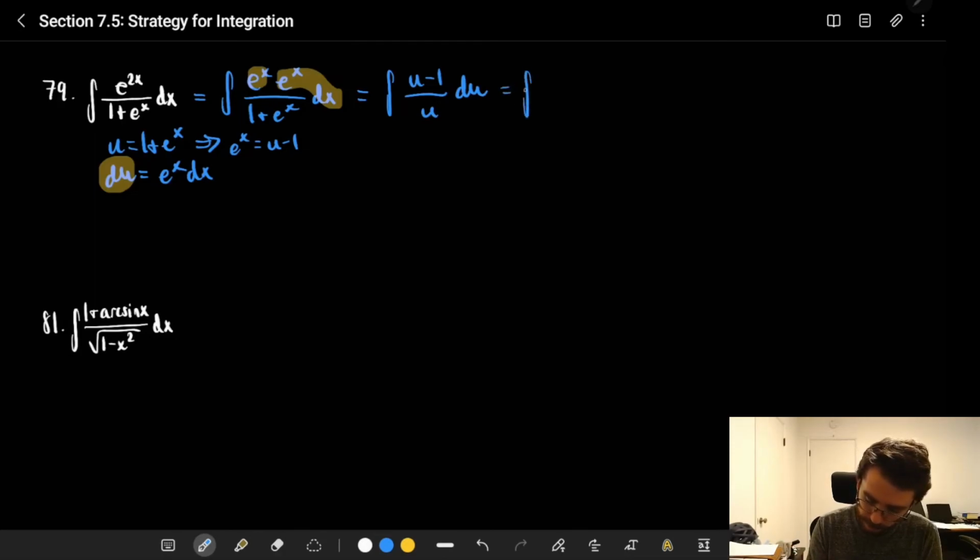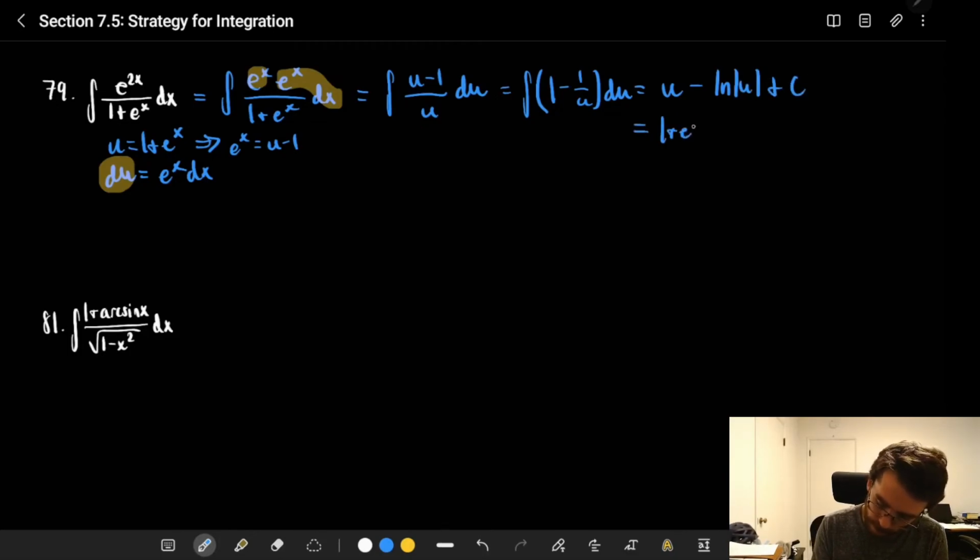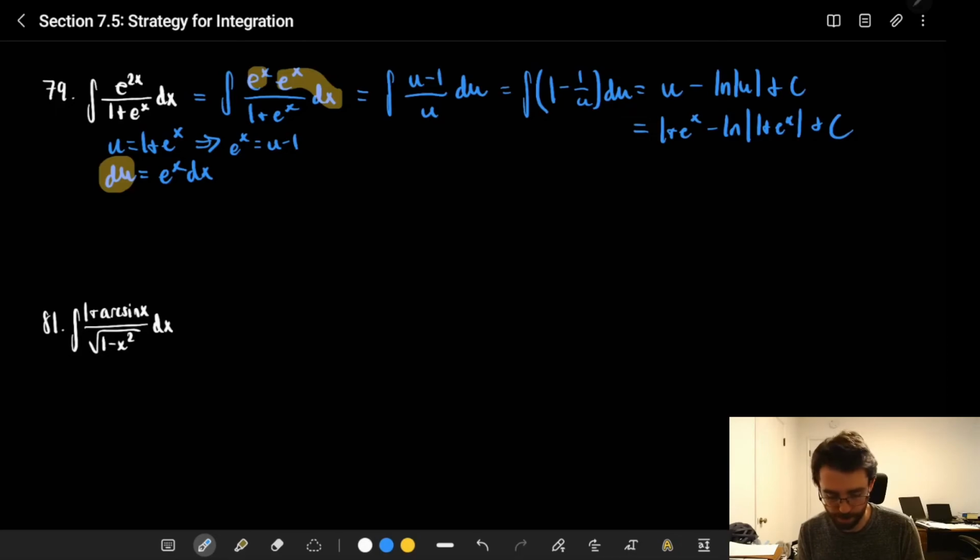And that's nice, right? That is just split apart the fraction. That's 1 minus 1 over u du, which comes out to be: integrate 1, you get u. Integrate 1 over u, you get natural log absolute value of u. Tack on a constant, plug back in for u. u is 1 plus e to the x. Don't really need the absolute value, but oh well. Done. 81's nice.